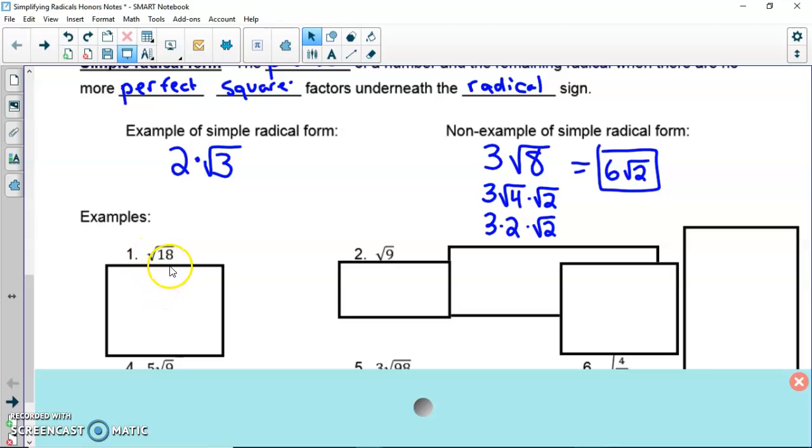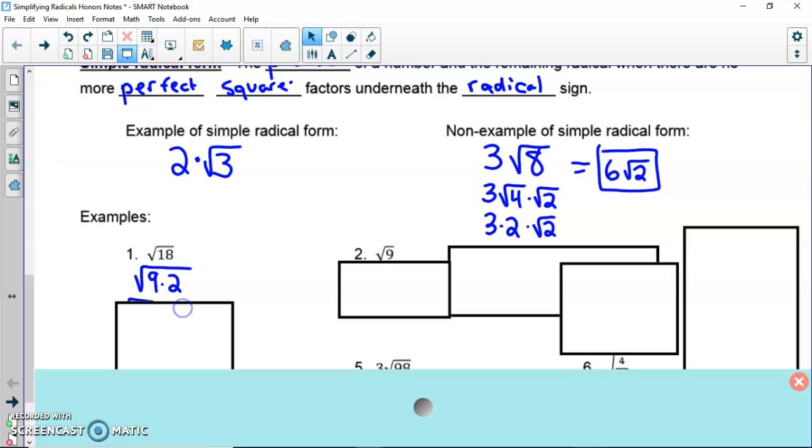So if example 1 is the square root of 18, we're looking for what perfect square divides evenly into 18, preferably starting on the right. Well, there's not a whole lot of perfect squares that are even larger than 18, so we can really just start at 9, and in this case 9 does divide into 18. So I'd rewrite this as 9 times 2, because 9 times 2 is 18, all underneath one radical.